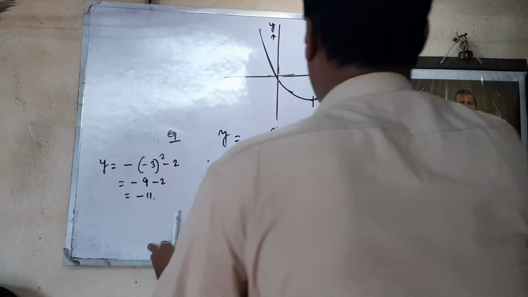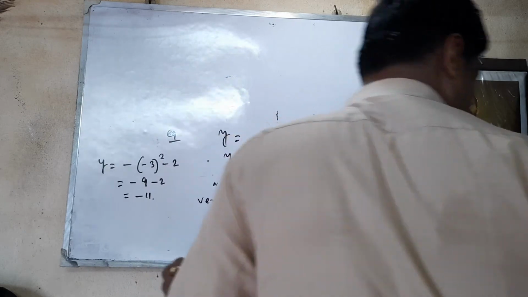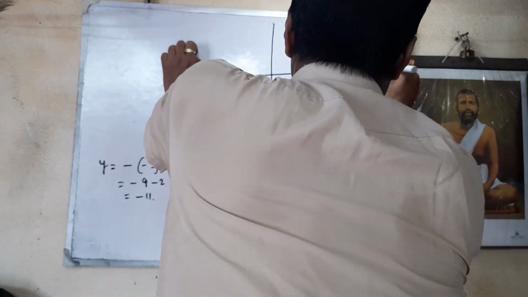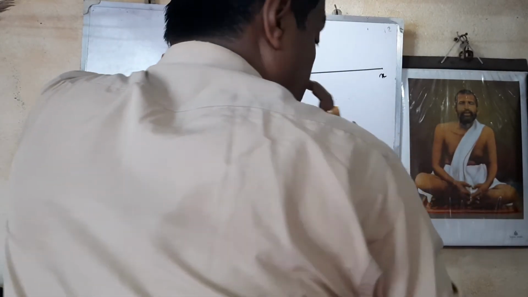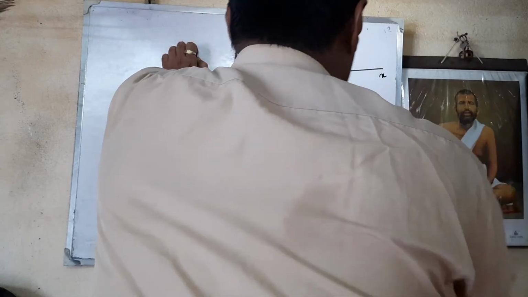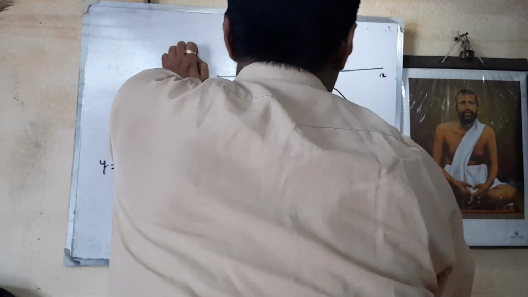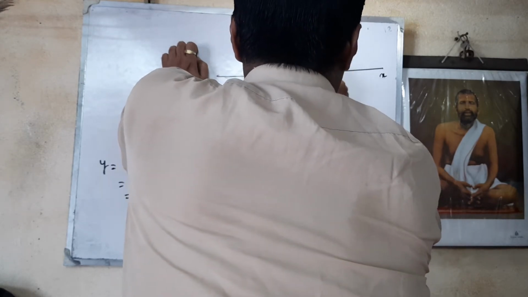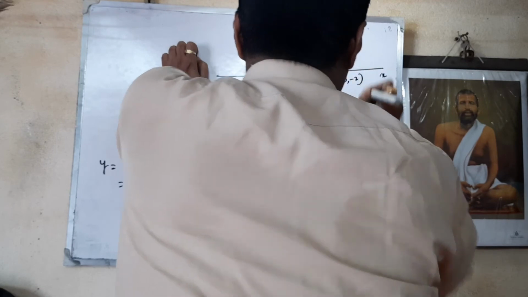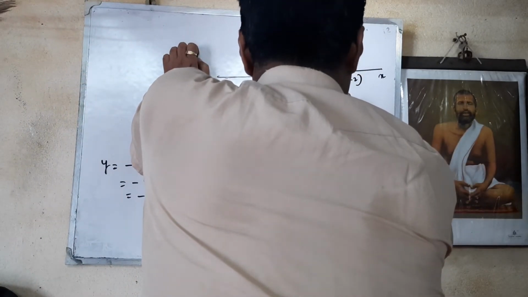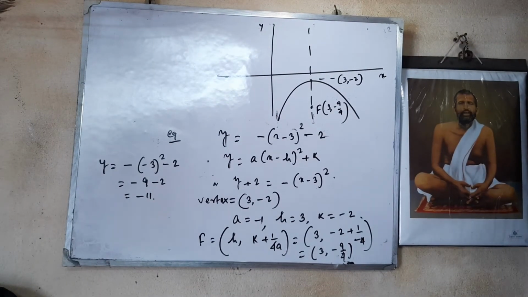Sorry, I've done a little mistake here. Let us draw again. It is x, it is y. The vertex is at 3, minus 2. So it will be like that. The focus is here, it is 3, minus 9 by 4. Sorry, this will be the corresponding parabola.